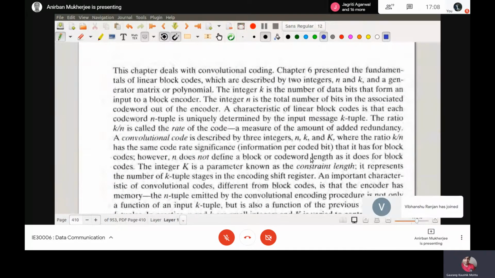And the convolutional code is a type of channel coding technique. Convolutional code means you have the k input, finally it will come to n number of output, n is greater than k, but it is characterized by both n and k, and there is another parameter, capital K, which is called constraint length. That we are going to discuss.